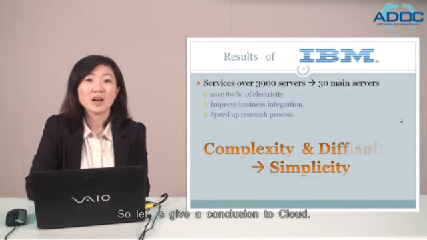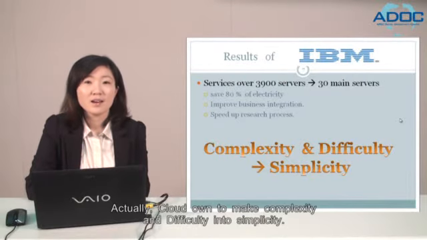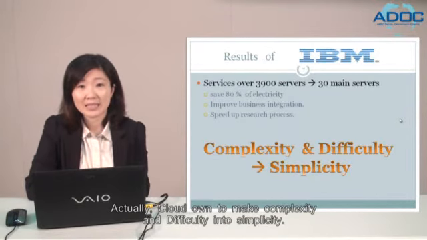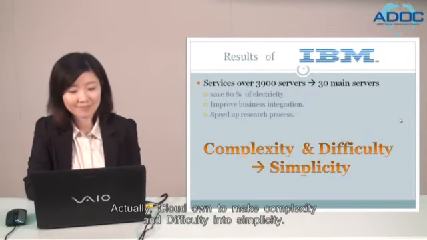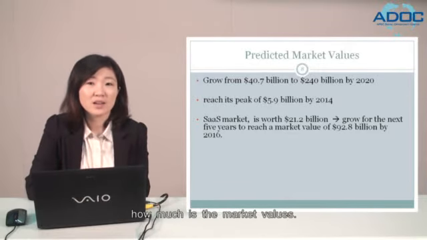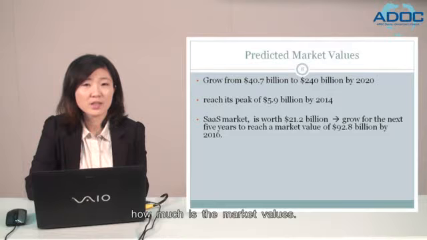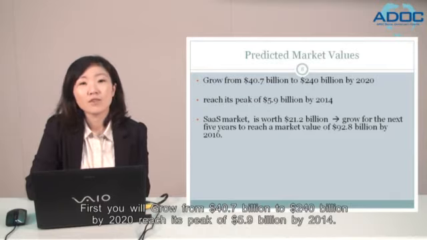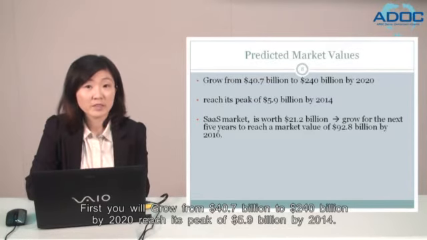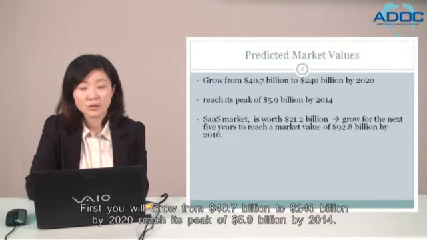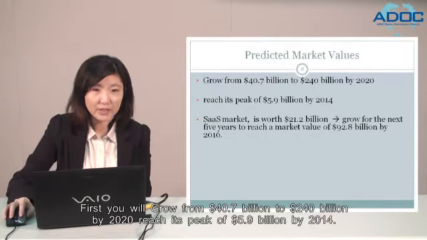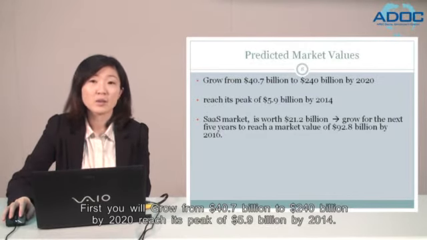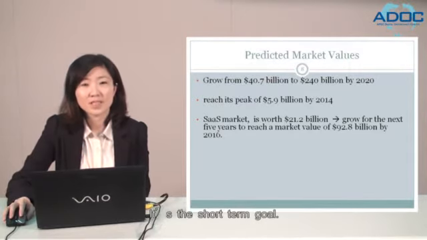So let's give a conclusion to cloud. Actually, cloud wants to make complexity and difficulty into simplicity. Then you might wonder, how much is the market value? So now I'll give you the predicted market values of cloud services. First, it will grow from 40.7 billion to 240 billion by 2020. Reach its peak of 5.9 billion by 2014. This is a short-term goal.